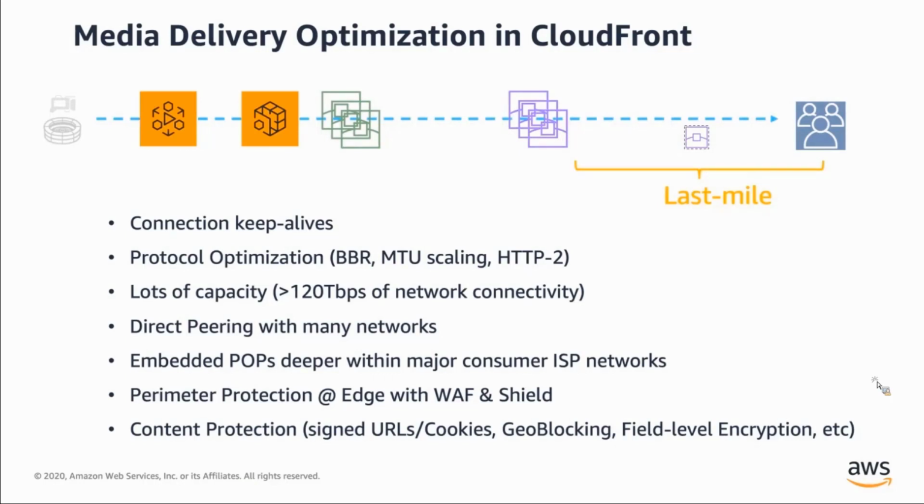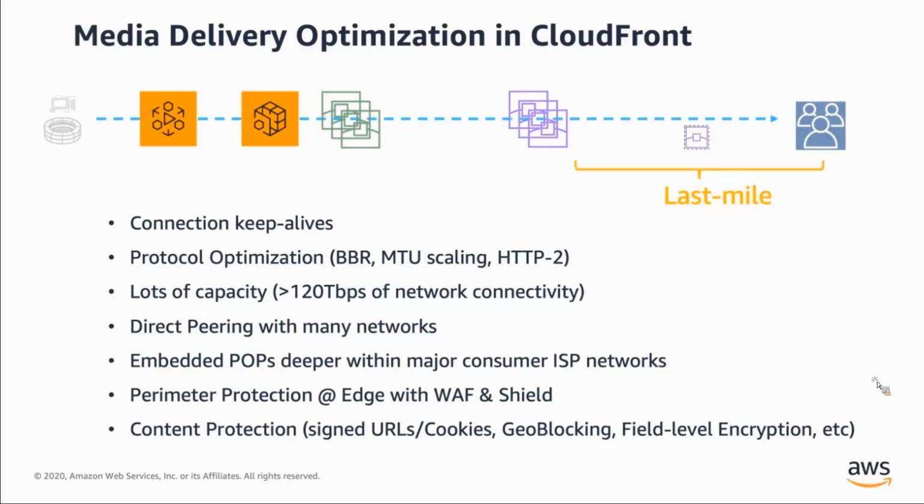We have tons and tons of capacity, more than 120 terabits per second of network connectivity out of the edge. A lot of that is direct peering with thousands of different networks. And we also, in some cases, embed POPs deeply within a major consumer ISP network. So we work with those partners to have POPs that actually deploy content directly into those last mile networks.